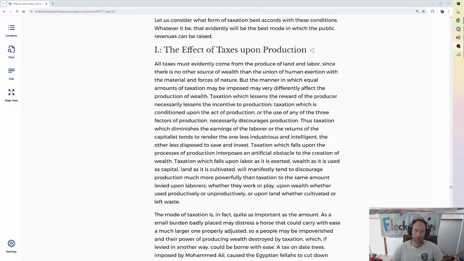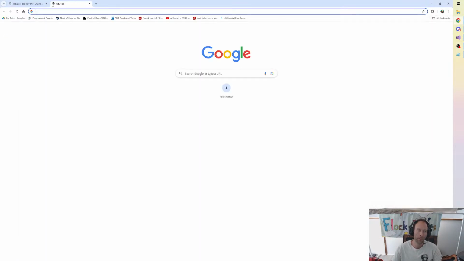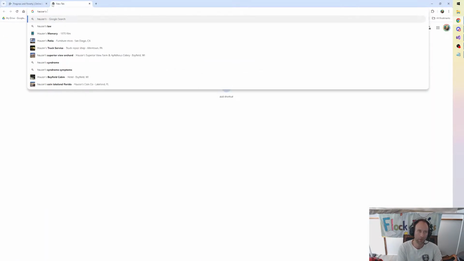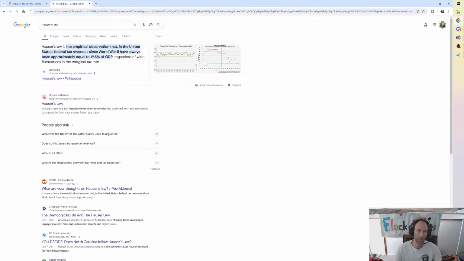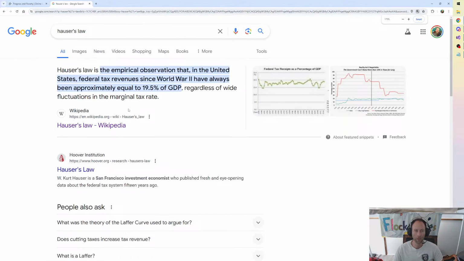Taxation which is... this is reminding me, maybe I talked about this last time, Hauser's law. It's just the empirical observation that in the United States, federal tax revenues since World War II have always been approximately equal to 19.5% of GDP, regardless of wide fluctuations in the marginal tax rate.